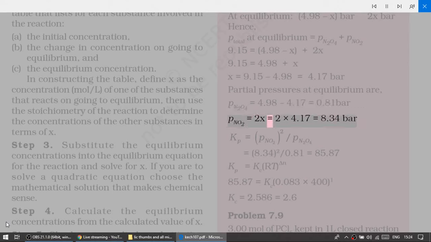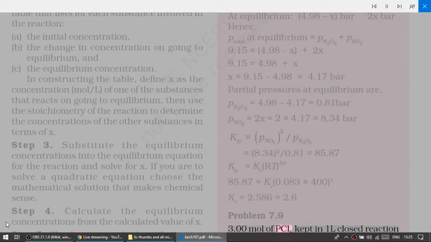PNO2 = 2x = 2 times 4.17 = 8.34 bar. Kp = (PNO2)^2 / PN2O4 = (8.34)^2 / 0.81 = 85.87. Kp = Kc(RT), so 85.87 = Kc times 0.083 times 400, and Kc = 2.586, approximately 2.6.